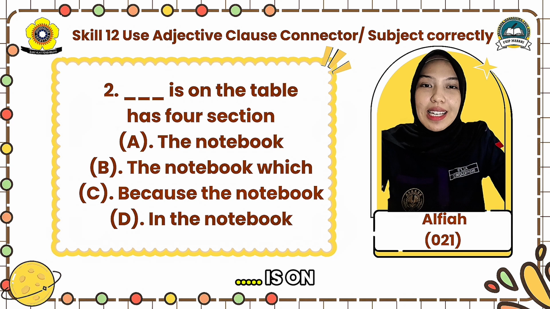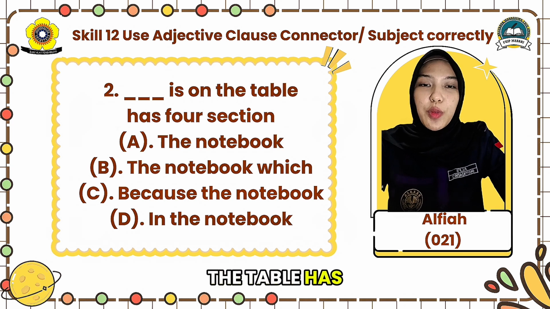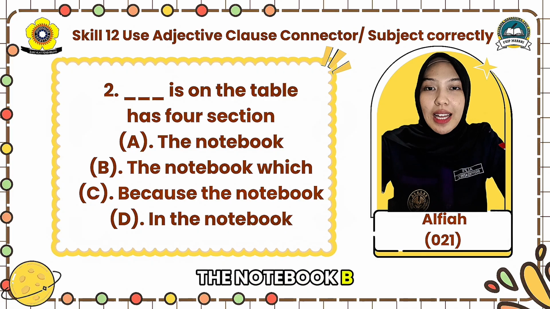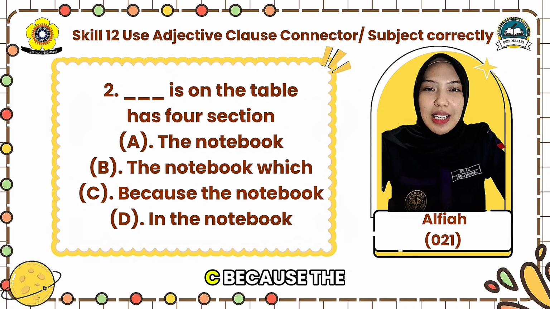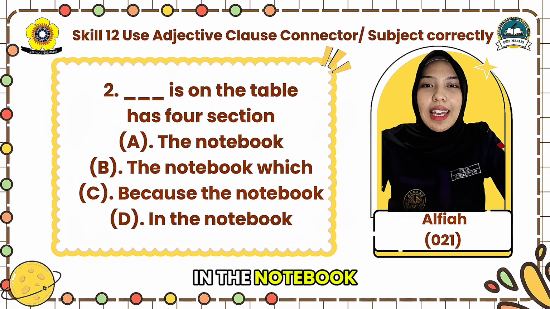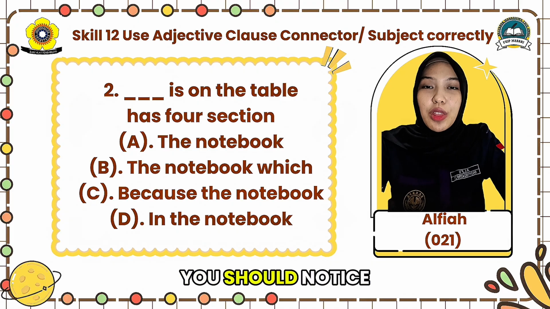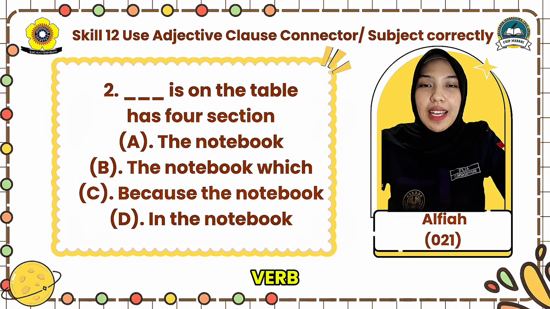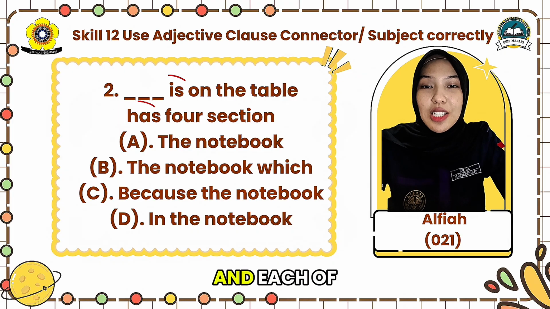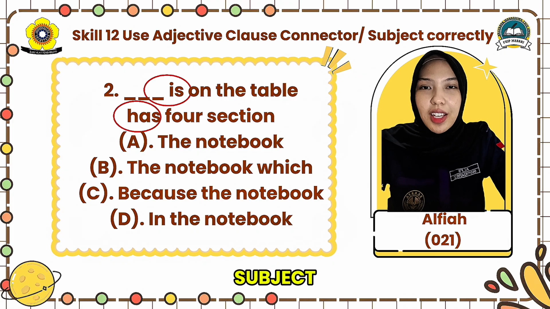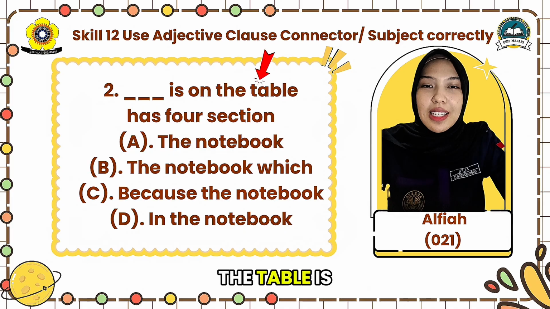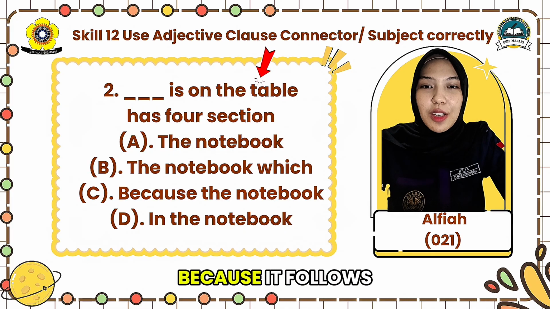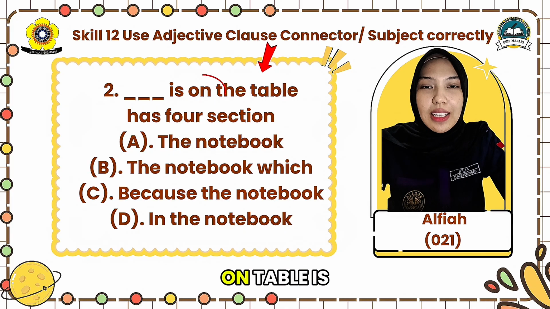Second example. Blank blank blank is on the table has four sections. A. The notebook. B. The notebook which. C. Because the notebook. D. In the notebook. In this example, you should notice immediately that the sentence has two verbs, is and has, and each of them needs a subject. You know, the table is not a subject because it follows the preposition on.